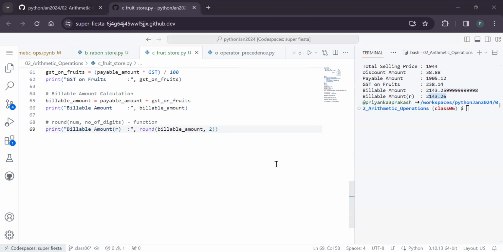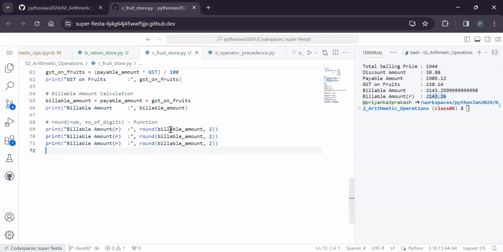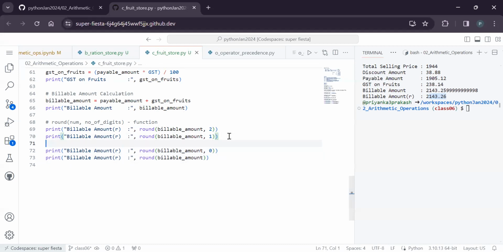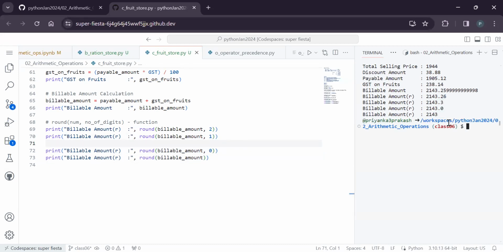Now, one more interesting point about round: it all depends upon what you want. If I say 2, it will round to 2 digits. If I say 1 digit, or 0, or if I don't give anything, you will see the difference when I execute. When I do 2 digits, it's 2.6.